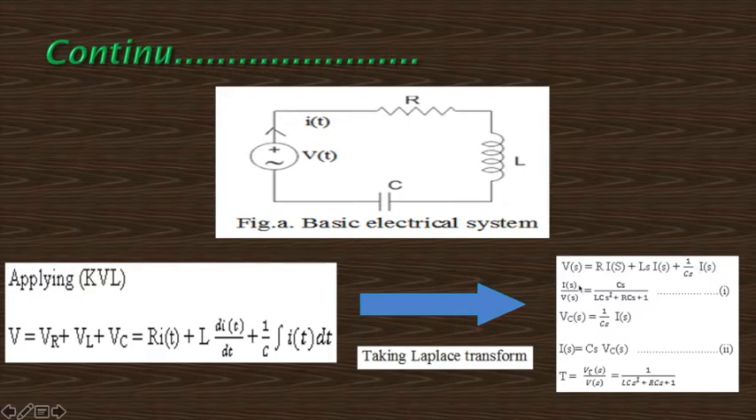From this equation, I(s) by V(s) equals this value, and the output is taken across the capacitance. Then VC(s) equals 1 by Cs into I(s). So from this equation, I(s) equals Cs VC(s). Now by the definition of transfer function, it is the Laplace transform of output by input with all initial conditions zero. Then we can write VC(s) by V(s) equals this value. This is the final transfer function of the electrical system.